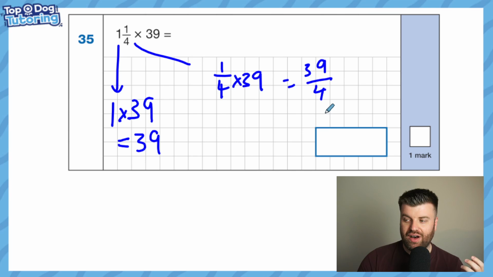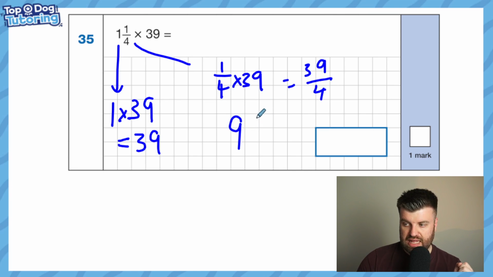Okay, but what we can't do is say, okay, the answer is 39 and 39 quarters. No, we cannot do that. That would be incorrect. We need to give it now in its simplest form. So 39 and 39 quarters, we need to think, okay, how many quarters are actually in 39? So we count in 4s. And the closest we can get is 36. 36 quarters gives us 9 wholes.